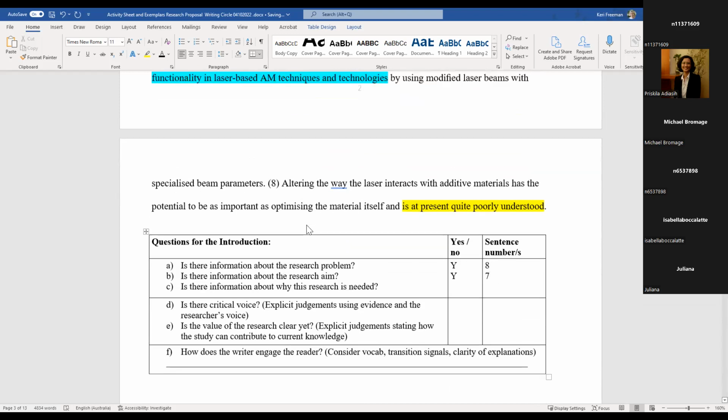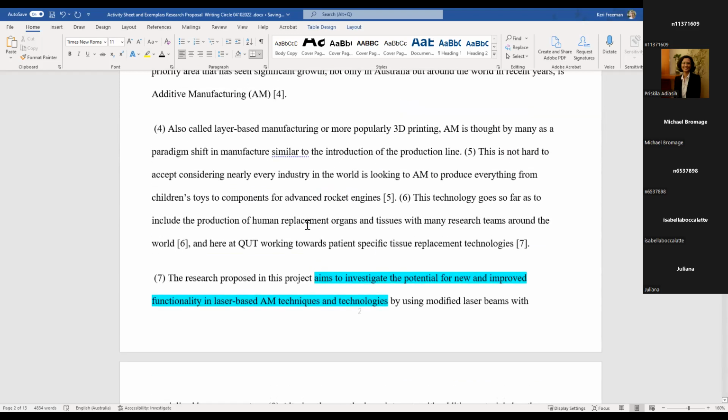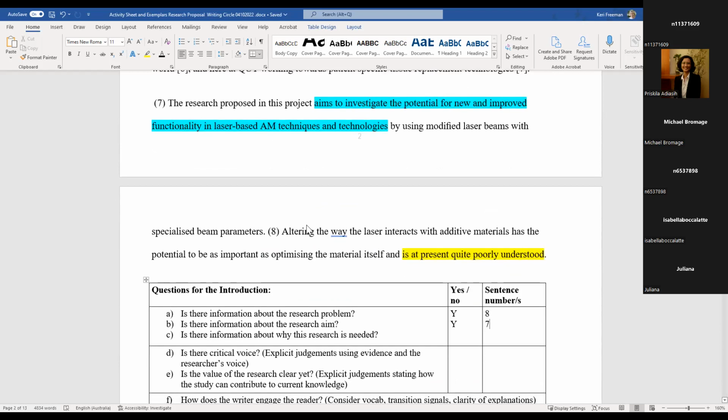Why this research is needed. So it begins to tell us about it, isn't it? Yeah, the problem is that it's poorly understood. Yes, it sort of overlaps with the gap, but I think we can give the benefit of the doubt to say, well, the experiments that they're going to do are going to give us more understanding as well. So it's touching on the fact that there's a research gap, but I think it's also saying, hey, this is a really important technology, and this is going to help us to work out these potential new and improved functionality.